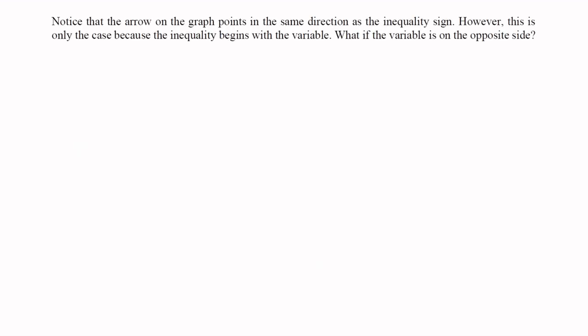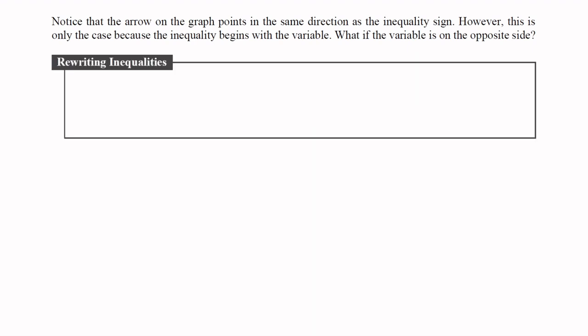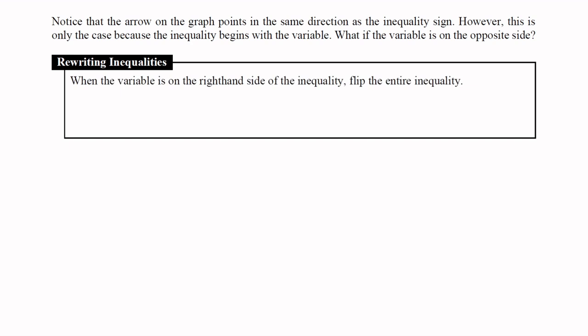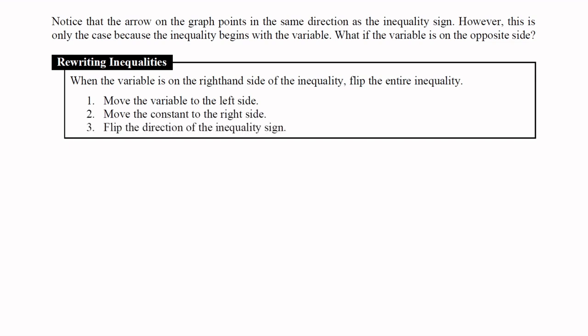So, what if the variable is on the other side? We're going to rewrite the inequality to make our graphing a little bit easier. We're going to put the variable on the left. So to do this, we're going to flip the entire inequality. We're going to move the variable to the left side, we're going to move the constant to the right side, and we're going to flip the direction of our inequality sign. So for these examples, our variables are on the right side, not the left.